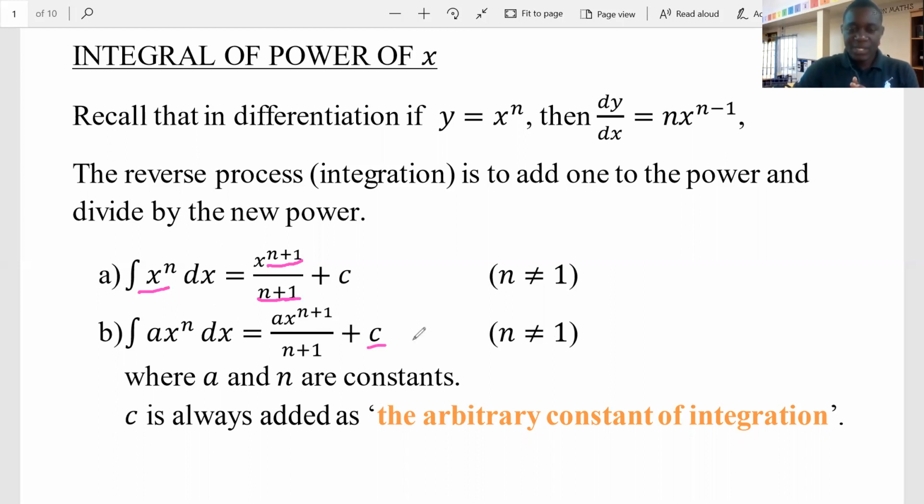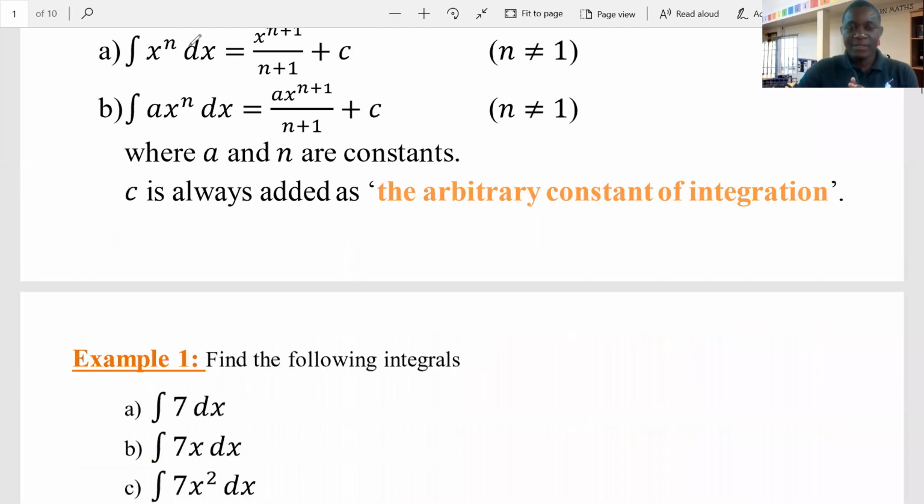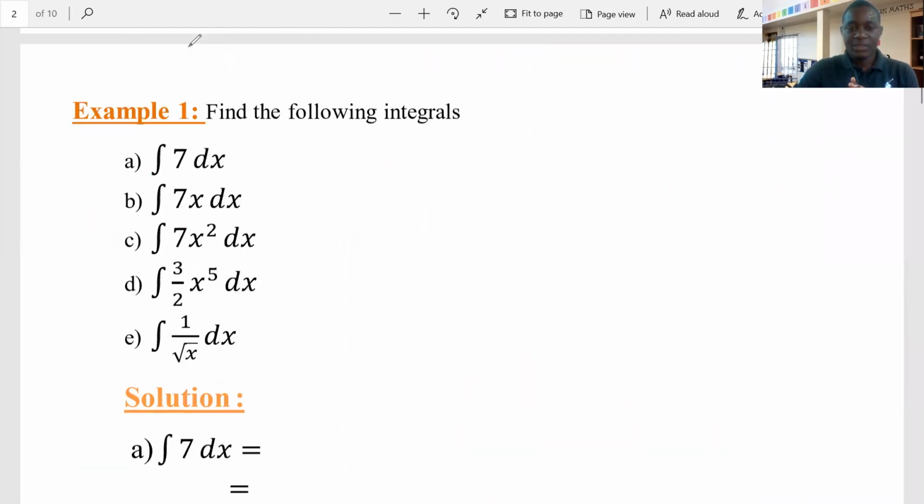So take note that this rule applies when the value of the power n is not equal to minus 1. That's when this rule applies to our function that we intend to integrate. So let's take note of that. Now let's move forward to applying this rule.